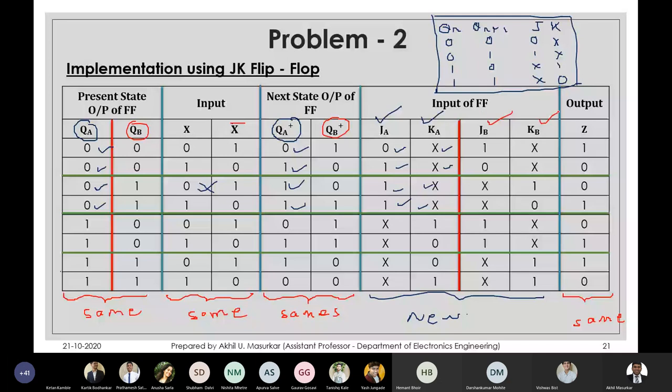So please copy this table. And then the rest of the procedure is the same. When you are using D flip-flop, you are calculating DA, DB and Z. Now the number of KMAPs will increase with JK flip-flop. That is JA, KA, JB, KB, and Z. So in all, we will have five KMAPs of three variables each. JA, KA, JB, KB, and Z will depend on QA, QB, and X. Any doubts in this, please unmute and ask.